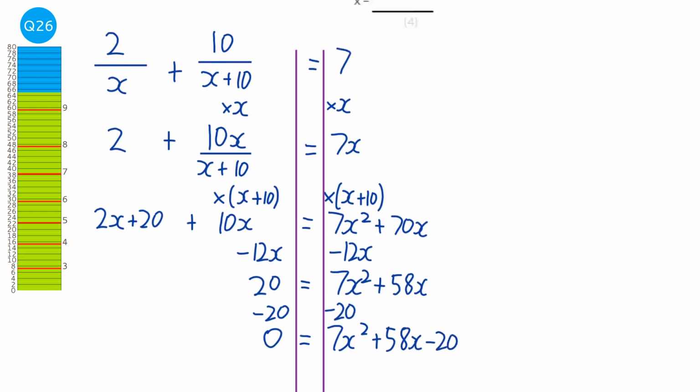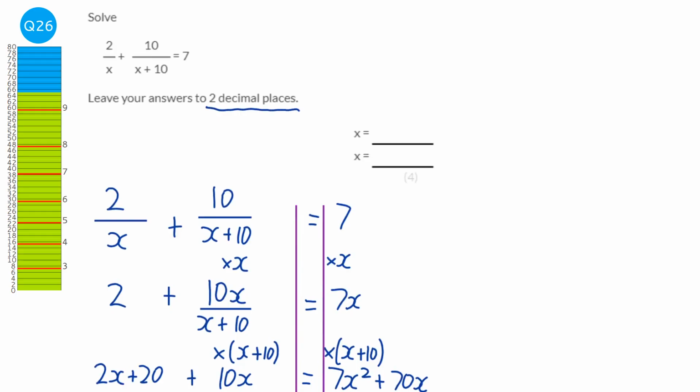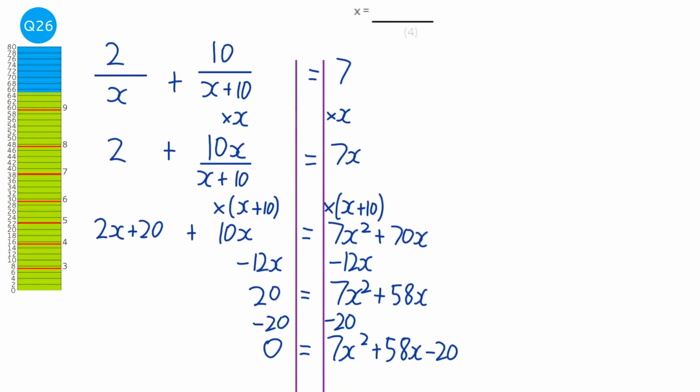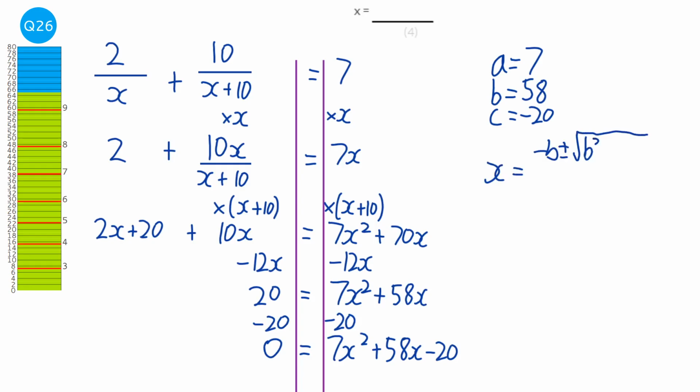Right, now, little hint in the question, it says, write your answer to 2 decimal places. That normally means we're going to be using the quadratic formula, and looking at this question, it doesn't look like we can factorise it. So, quadratic formula, we need to know what a, b and c are. A is the coefficient of the x squared, which is 7. B is the coefficient of the x, which is 58. And c is the number on its own, which is minus 20. The quadratic formula is x equals minus b plus minus the square root of b squared minus 4ac, and all of that over 2a.